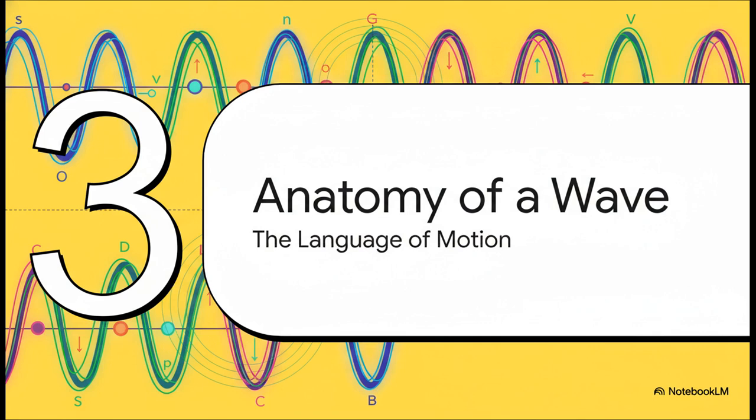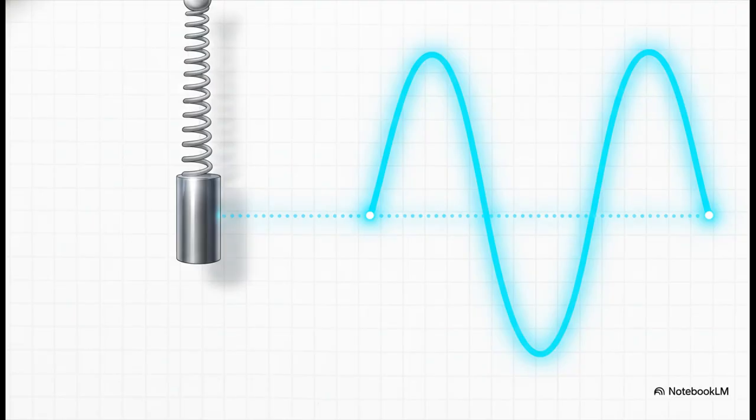Okay, so we've got the main rule down. Now, let's learn the language. To really talk about this motion, we need a few key terms. Think of it as learning the anatomy of this wave. So check this out. If you were to plot the position of, say, that bouncing spring over time, you get this beautiful, smooth, repeating wave. It's not just any old squiggle. This specific shape is a sine wave. And that sine wave is the visual signature. It's the fingerprint of simple harmonic motion.